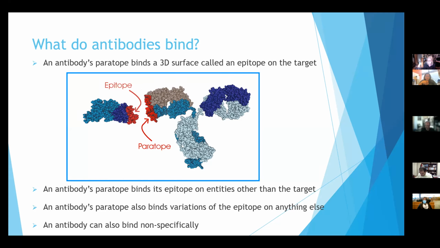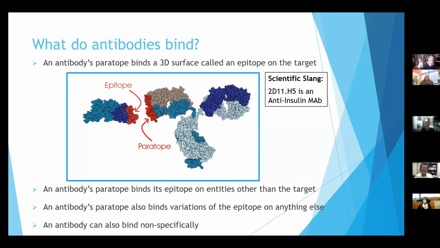Why? But you can get very sticky antibodies. And everything that I tell you today is going to be true for monoclonals or polyclonals. The polyclonals are much more confusing because you will have antibodies against multiple three-dimensional surfaces.